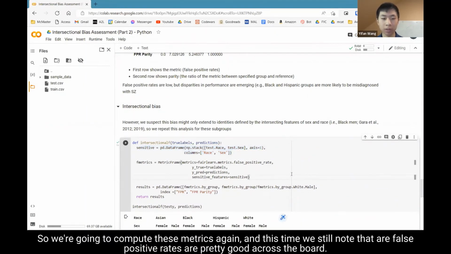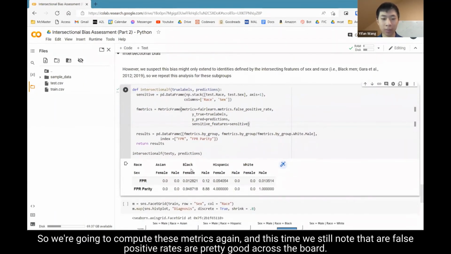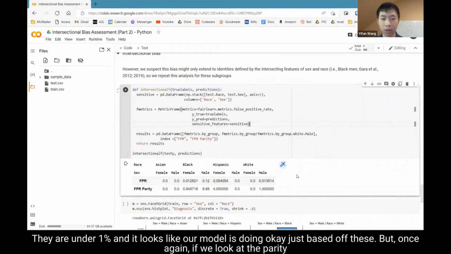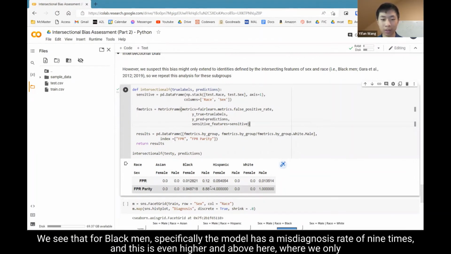So we're going to compute these metrics again. And this time, we still note that our false positive rates are pretty good across the board. They are under 1%, and it looks like our model is doing okay just based off these. But once again, if we look at the parity, we see that for Black men specifically, the model has a misdiagnosis rate of 9 times.